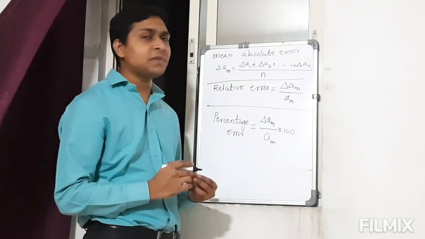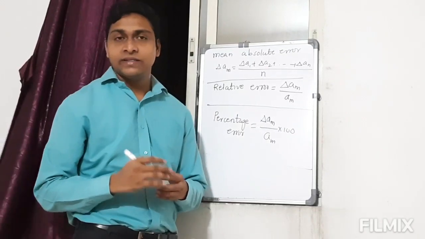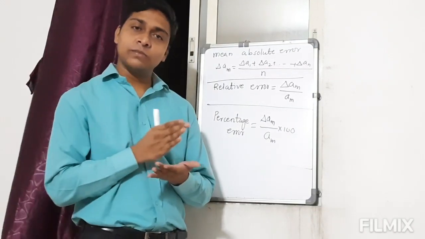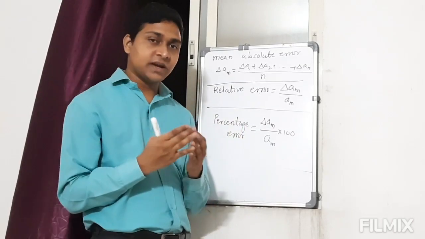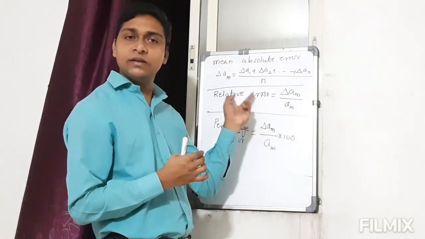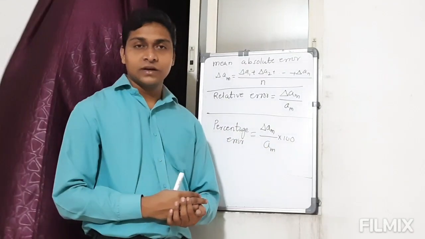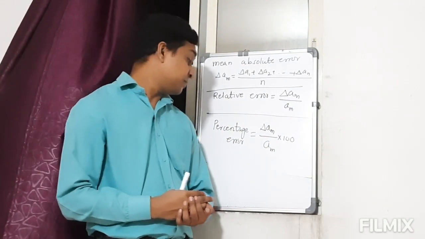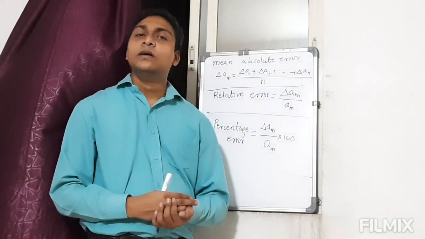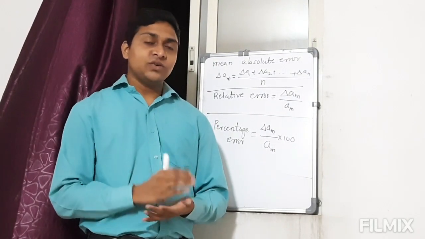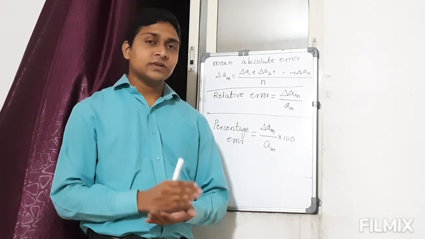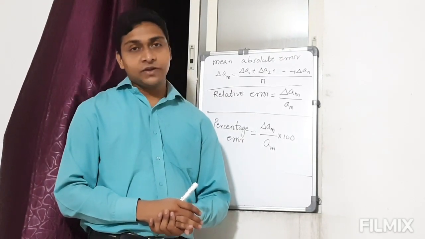So this is your simple method for error estimation. It is a very simple calculation. You have to find the mean, then subtract every value from the mean, then take the mean of that, and upon the mean value we get the relative error, and if you multiply it with 100 we get the percentage error. And here you always have to use the rules of significant figures.